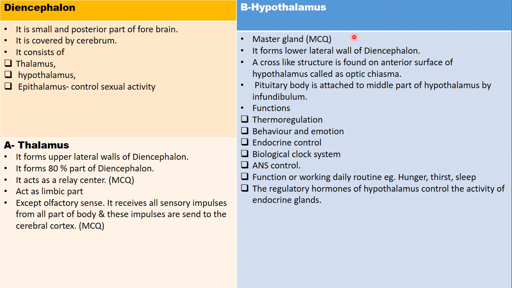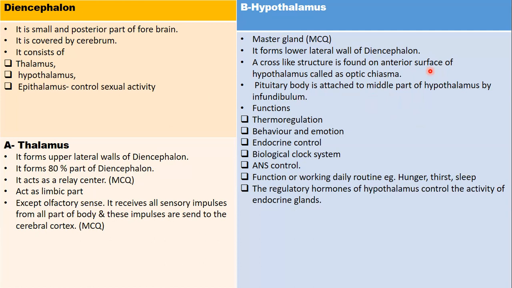Coming to the hypothalamus, the hypothalamus is known as the master gland and not the pituitary gland. It forms the lower lateral wall, whereas the thalamus forms the upper lateral wall of the diencephalon. The pituitary gland is attached to the hypothalamus in the middle part.